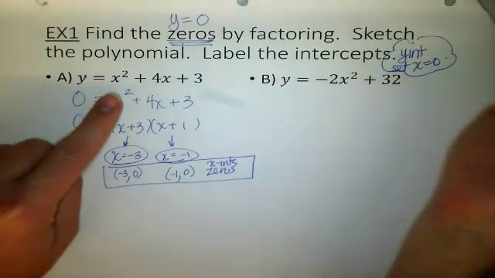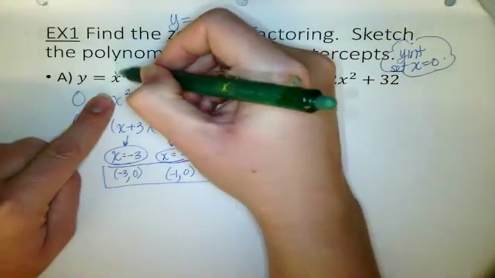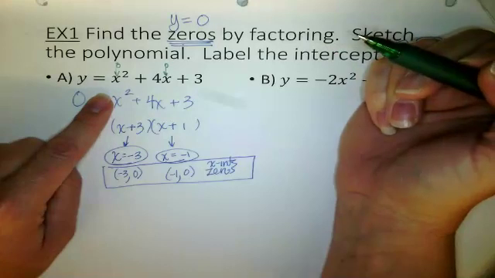So in this form, this is really, really nice. If I plug in a 0 for the x's, what do you get?